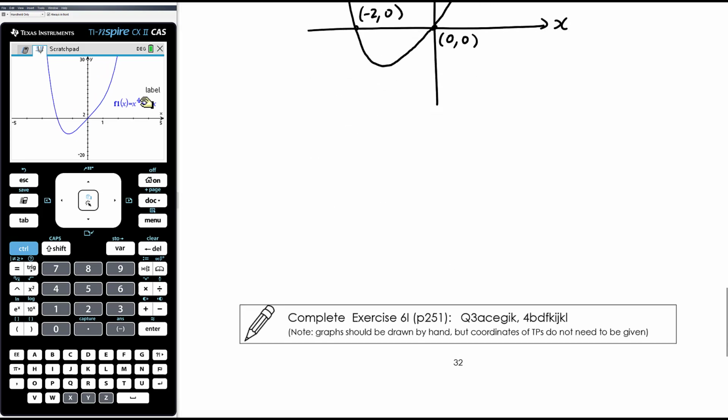Exercise 6I for some sketching of quartics. Please note that you should draw the graphs by hand, but you don't need to give the coordinates of the turning points at all. I think the question suggests that you use technology to draw them. All of these graphs I'm setting you should be able to sketch by hand, and I would like you to practice doing them by hand, but you don't need to include the turning points. I think the turning points are included in the solutions, but I'm not expecting those at all.